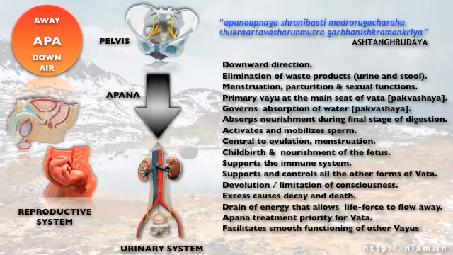It activates and mobilizes sperm, enables performance of sexual activities, and is central to ovulation, menstruation, and the process of childbirth. It aids in the nourishment of the fetus and supports the immune system, or our ability to eliminate or ward off toxins. Apana supports and controls all the other forms of Vata because it rules the large intestine, Vata's main site of accumulation. Derangements of Apana are the basis of most Vata disorders.